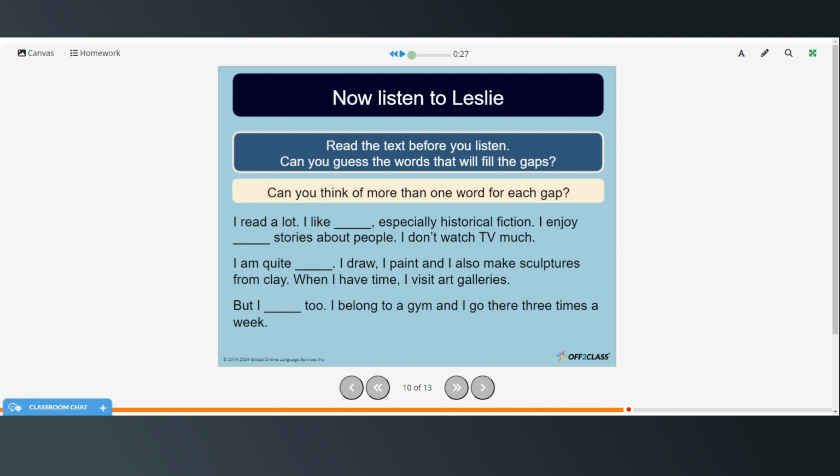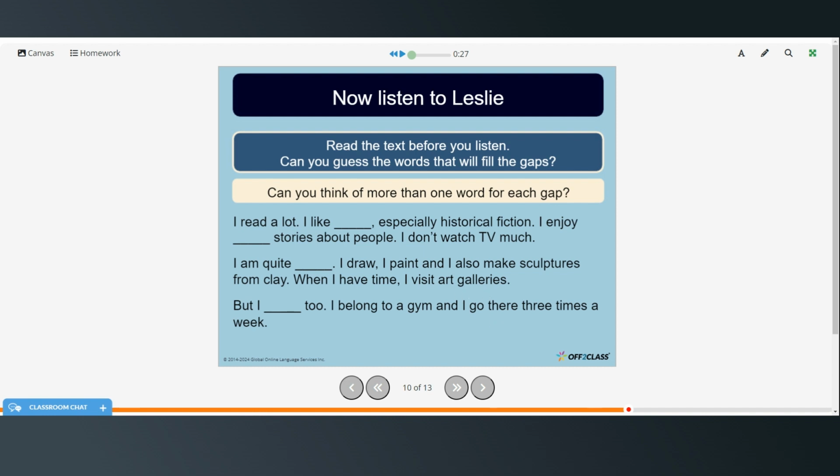I read a lot. I like blank, especially historical fiction. I enjoy blank stories about people. I don't watch TV much. I am quite blank. I draw, I paint, and I also make sculptures from clay. When I have time, I visit art galleries. But I blank too. I belong to a gym and I go there 3 times a week.